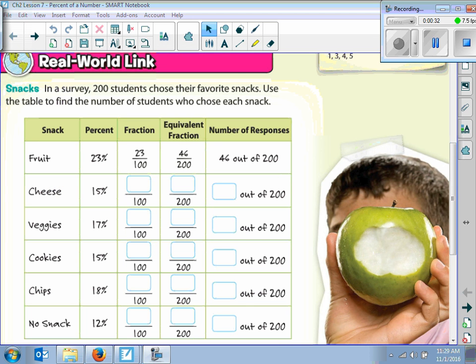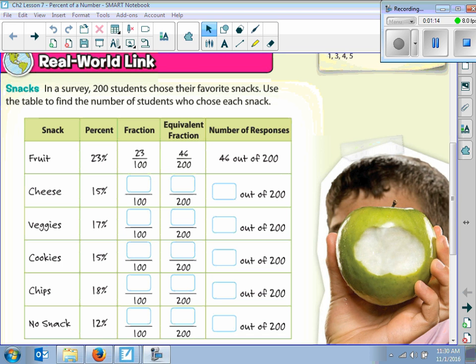In a survey, 200 students chose their favorite snack. Use the table to find the number of students who chose each snack. Here, 23% chose fruit, right? 23 chose fruit. So if I look at the fraction, percent is always per 100. Like cent, like in century. A century is 100 years, right? How many cents are in a dollar? 100, right? So per cent, that means per 100. Is everybody with me? So here, that's 23%.